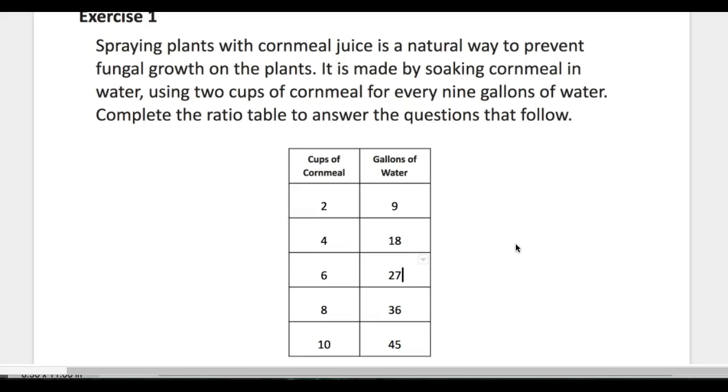Well, here is what the ratio table looks like. Using 2 cups of cornmeal for every 9 gallons of water, we have written it as 2 to 9. And if we had 2 more cups of cornmeal, we would need 9 more gallons of water. That would make it 4 to 18 for a total. If we then went on and put 2 more in there, we would then have 6 cups of cornmeal for 27 gallons of water. And then 8 cups of cornmeal for 36 gallons of water. And then 10 cups of cornmeal with 45 gallons of water.